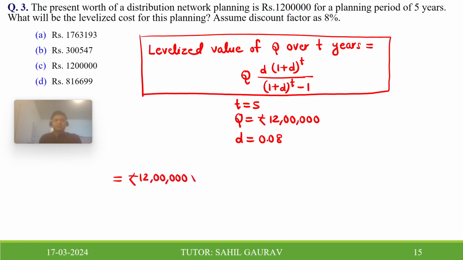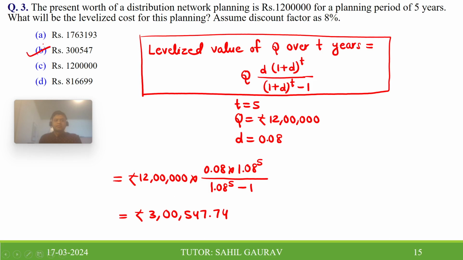12 lakh into discount, given as 0.08, into (1.08) to the power 5, upon (1.08) to the power 5 minus 1. So it will give you 3 lakh 547.74. So B is the correct answer.